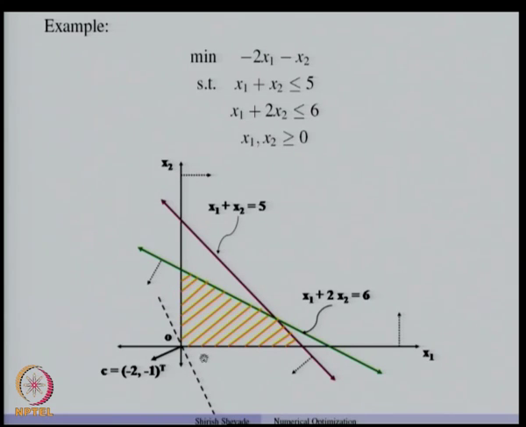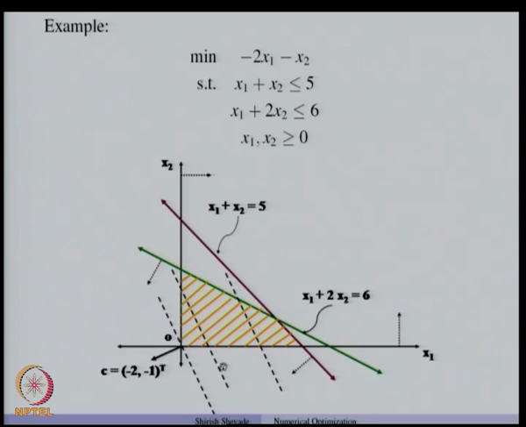So, the idea is to move this hyperplane in the direction of minus C, such that each of those hyperplanes has a non-empty intersection with the feasible set, and we keep moving it till we cannot move further, and at that point we get the minimum.